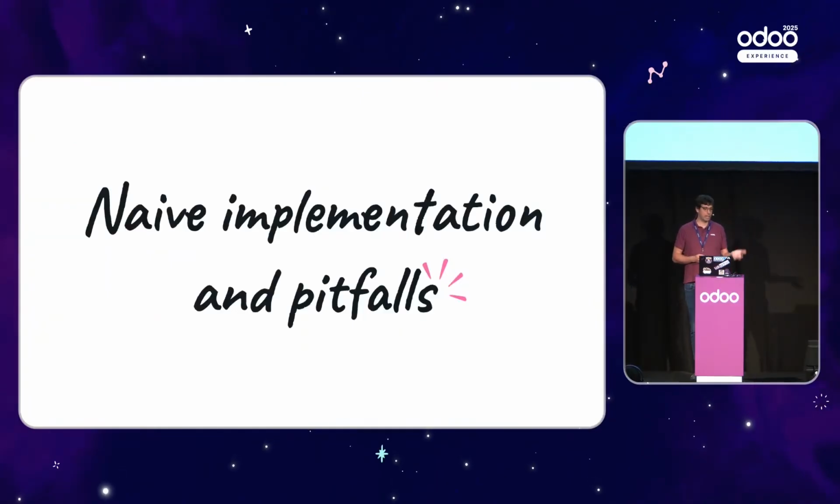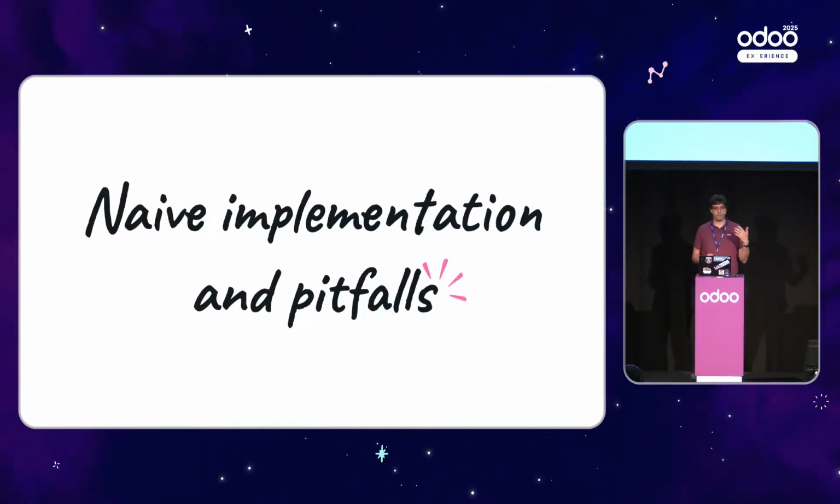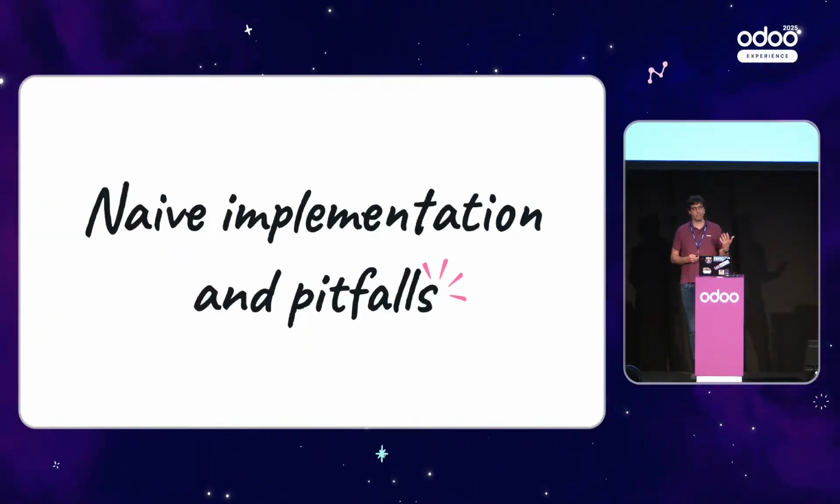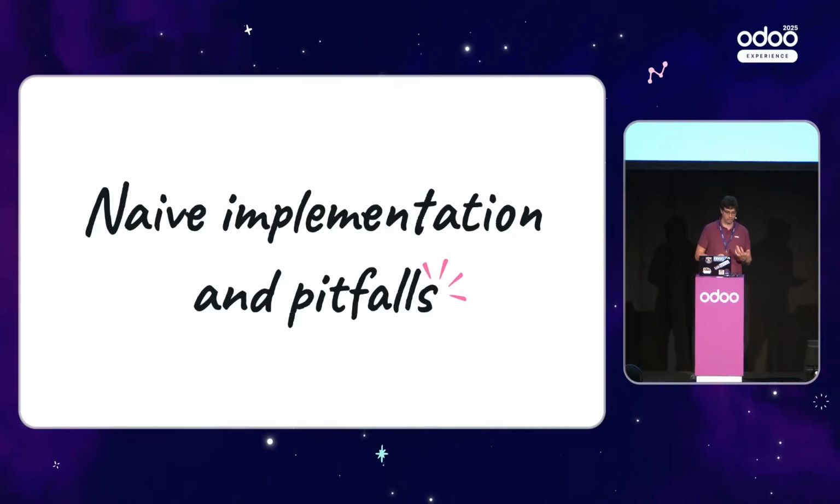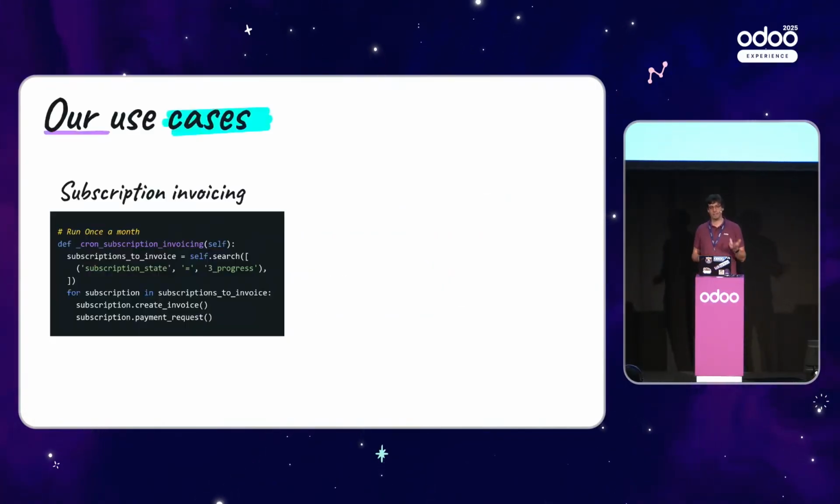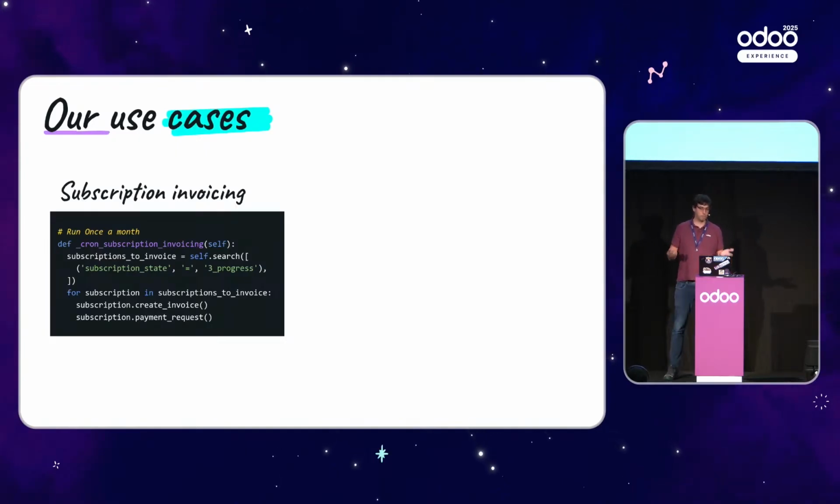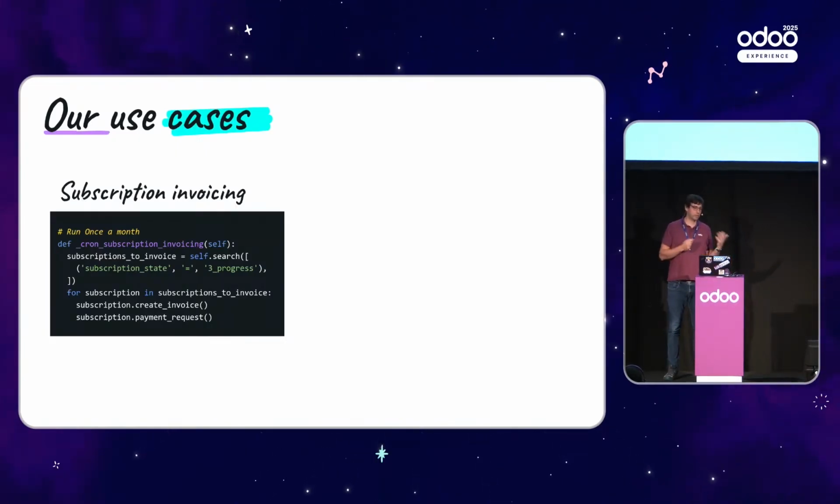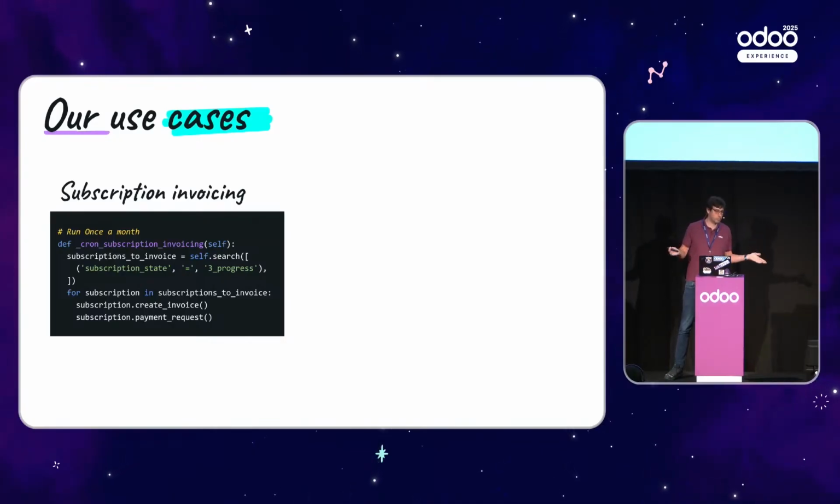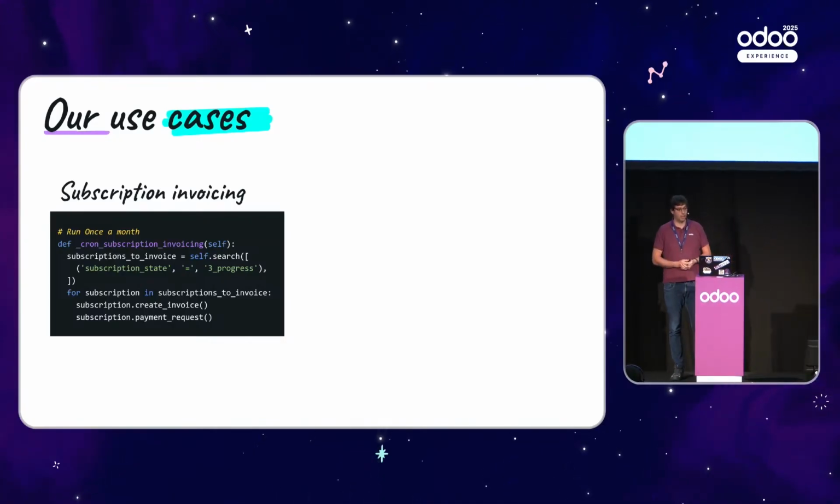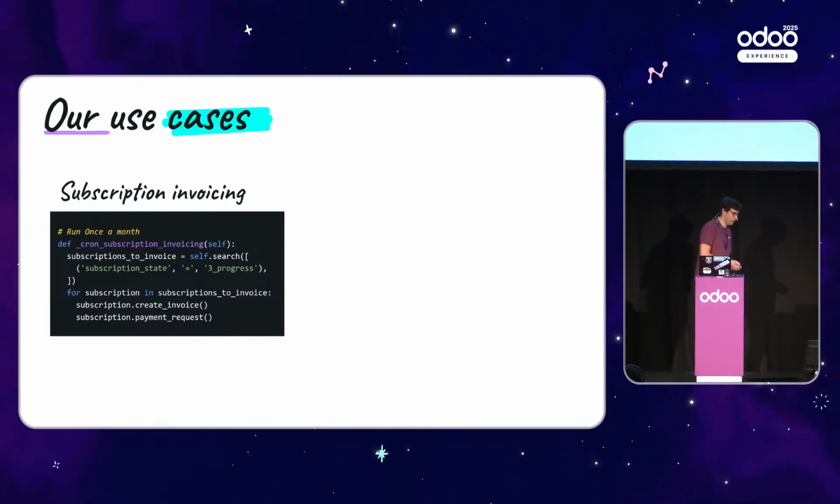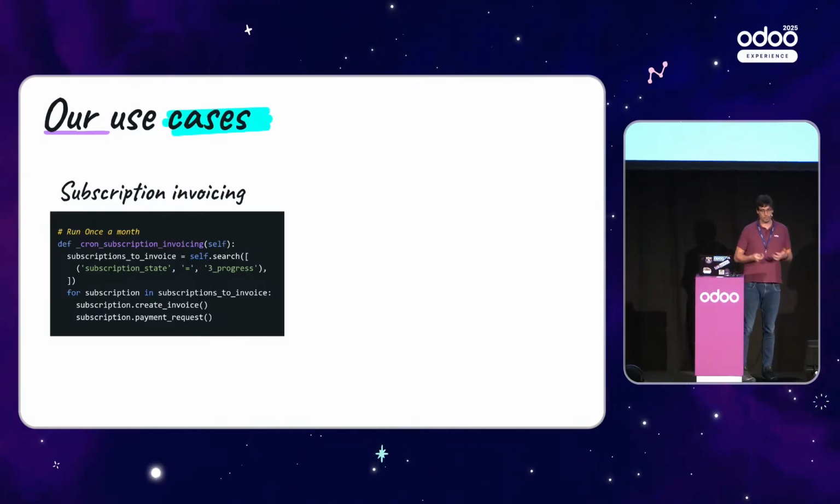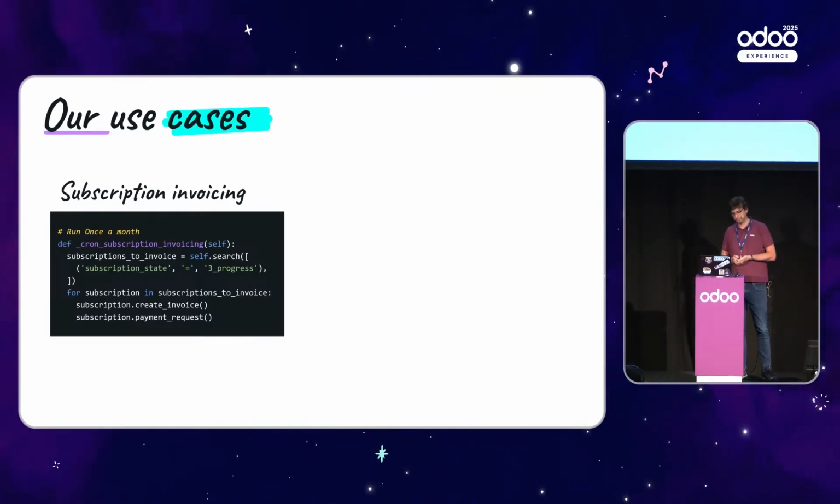So let's take two use cases, see their naive implementation and the pitfall of those implementation. So the first use case is subscription invoicing. Basically, what you do is to invoice every month your customer. So you take all your subscription open, you create an invoice for them, and you make the payment because you want to gather the payment from the acquirer.